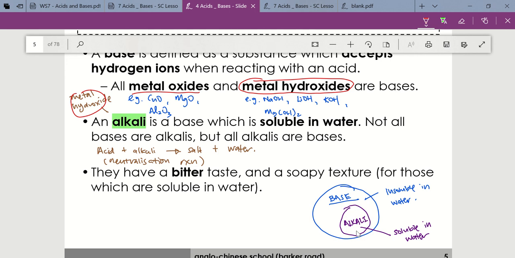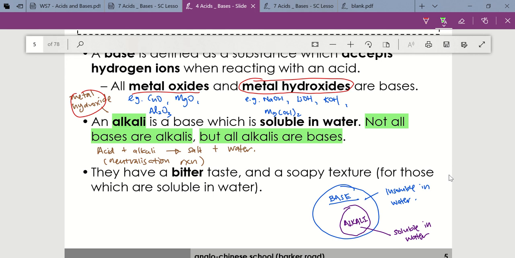However, what's the difference between alkalis and bases? Alkalis are metal hydroxides generally. They are the ones that are soluble in water. However, bases can also exist in a form where it's insoluble in water. So that's why they say that not all bases are alkalis, but all alkalis are bases.